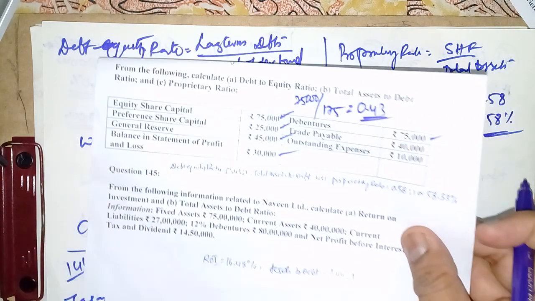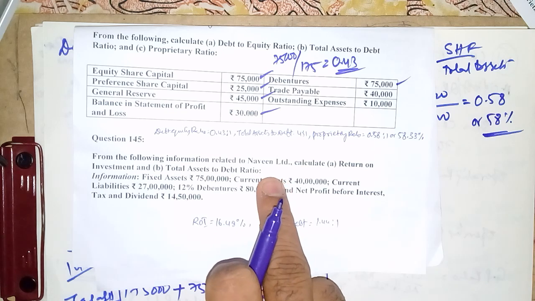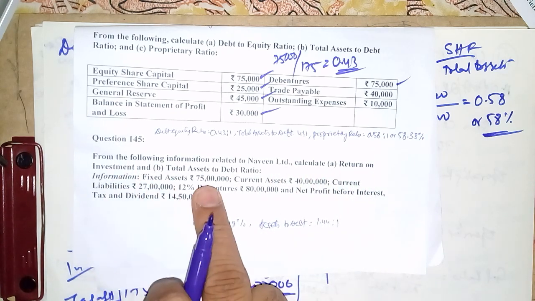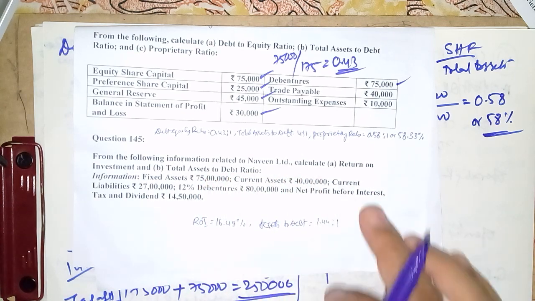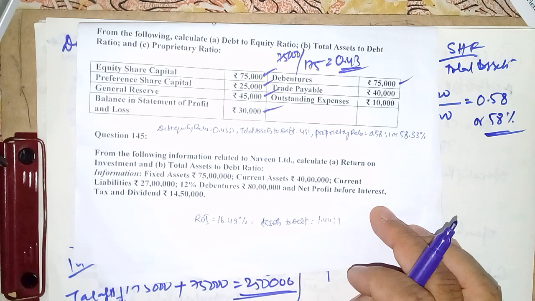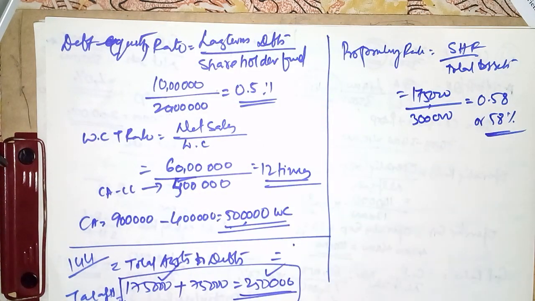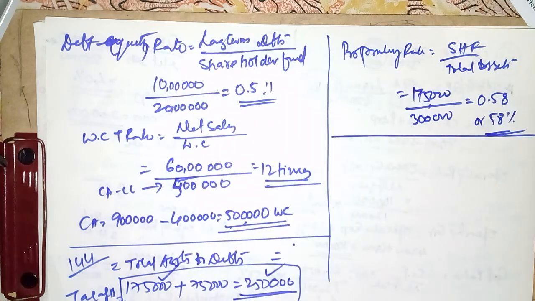Then the next is, on the following information related to Naveen, calculate return on investment and total assets to debt ratio, right? We'll do this sum on return on investment in another video, right?